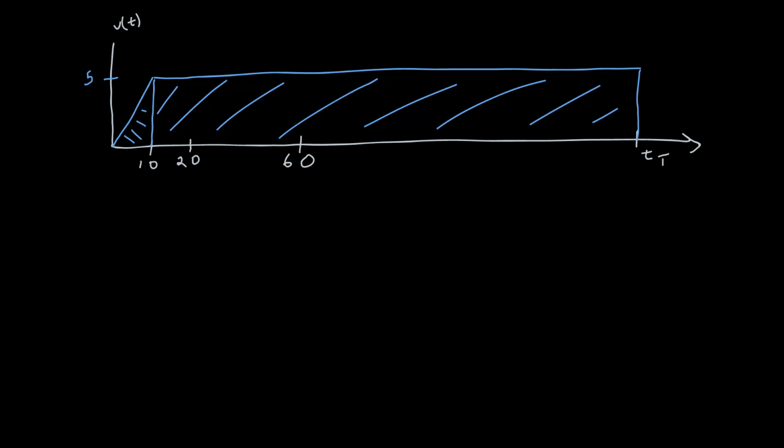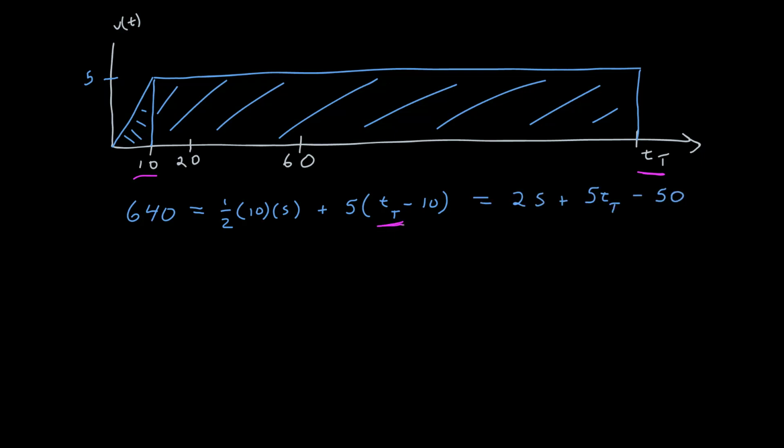And the integral is simply the area under that curve, which is just one triangle plus a rectangle. The area, which is 640 meters, is 1/2 the base 10 times the height 5 of that first triangle, plus the area of that rectangle, which has a base of the final time minus 10, that's the length of the base, times the height of 5. And that's it. That is one equation, one unknown, and I can solve it immediately.